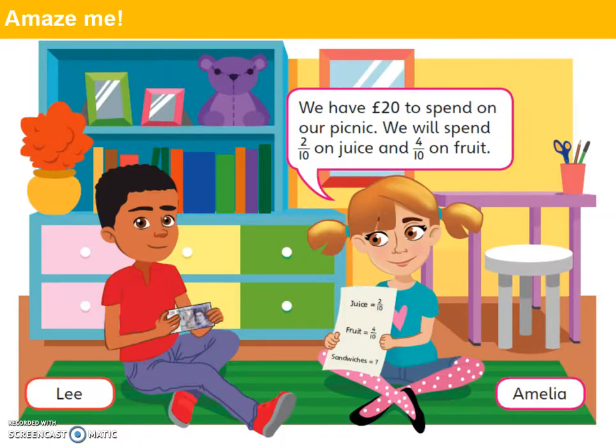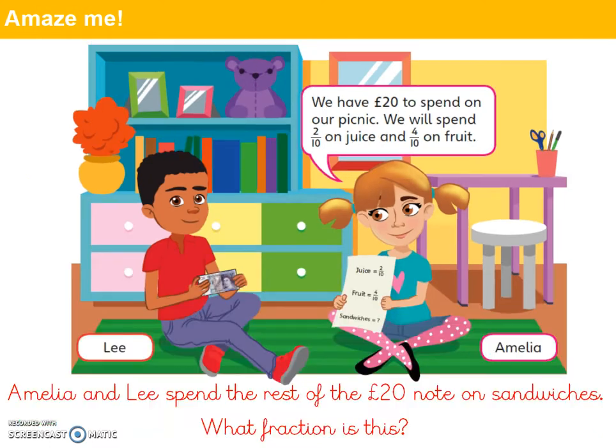So opening up our textbook, we can see our first problem relates to this idea of the picnic, and we can see that Lee and Amelia are discussing what they're going to be spending their money on, and Amelia says we have £20 to spend on our picnic, and we will spend 2/10 of that money on juice and 4/10 on fruit. And for question 1a, we've got the idea that Amelia and Lee spend the rest of the £20 note on sandwiches. So what fraction will Amelia and Lee spend on their sandwiches?